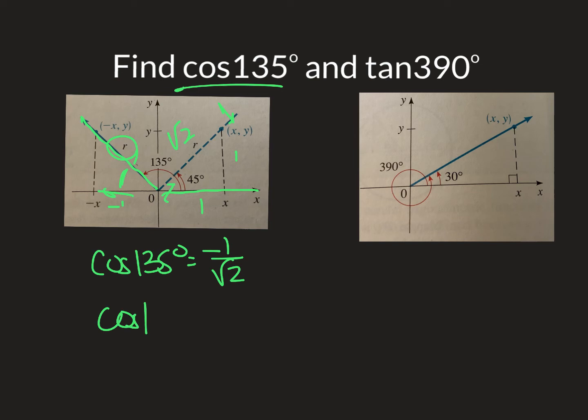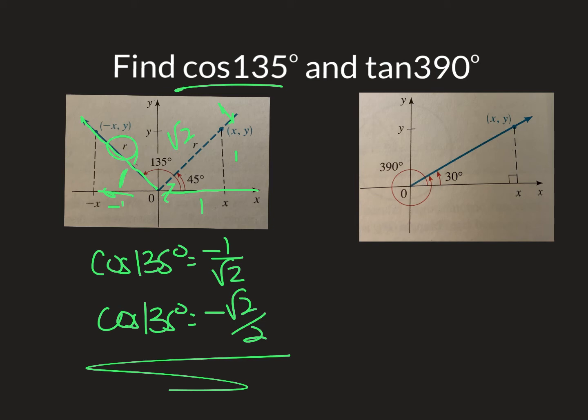Now, you can't leave it like that. You can't leave a radical in the denominator, so you rationalize it. There you go, it's negative square root of 2 over 2. Every cosine of a 45-degree reference angle is going to be square root of 2 over 2, either positive or negative.